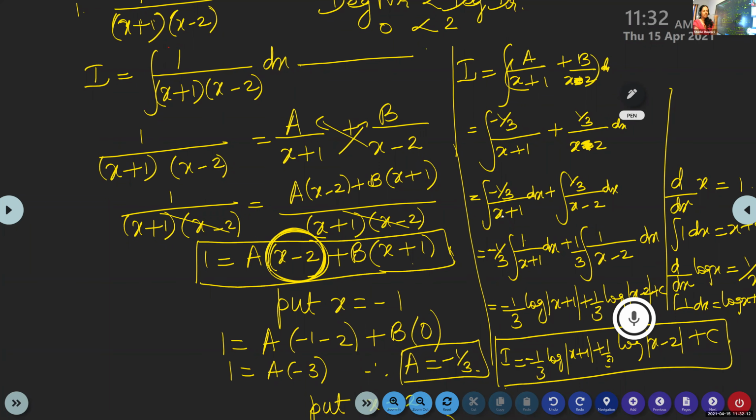Now we are integrating. Use the formula: integral of 1 by x dx is log x. So the integral of 1 by x plus 1 dx is log of x plus 1, plus 1 by 3 log of x minus 2 dx.